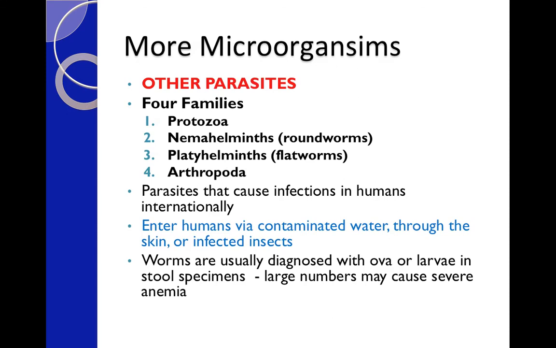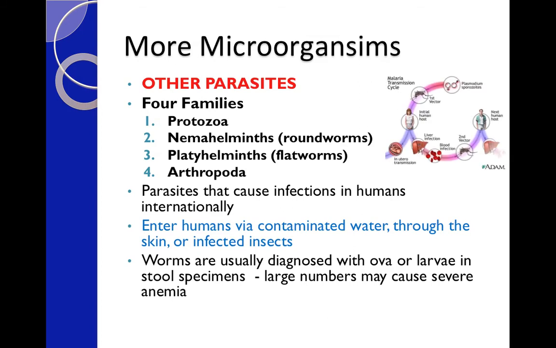The worms, so the parasites that are considered worms, are usually diagnosed by finding the eggs in stool specimens, and if you have large numbers, they can cause severe anemia. And I've already mentioned malaria as an example. So the Plasmodium uses mosquitoes as a host to then transfer from one individual to another. And again, a parasite needs a host to replicate and survive; it cannot survive on its own.